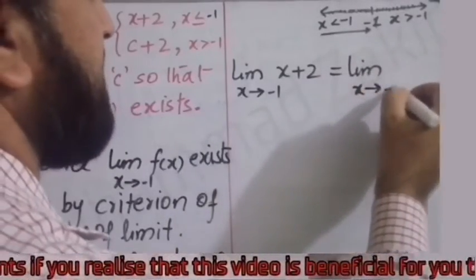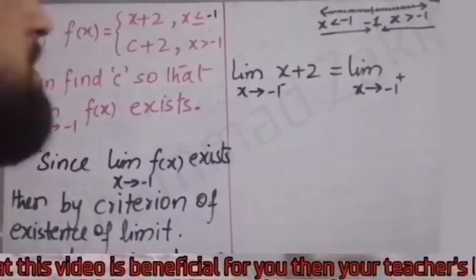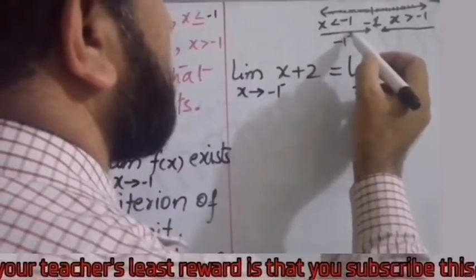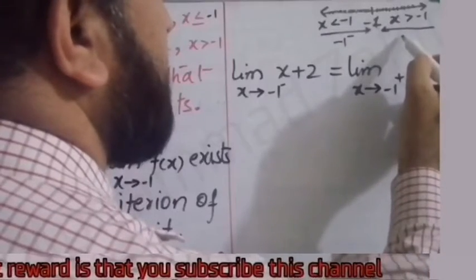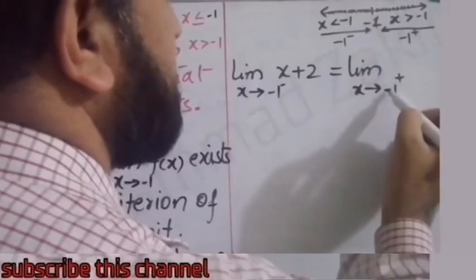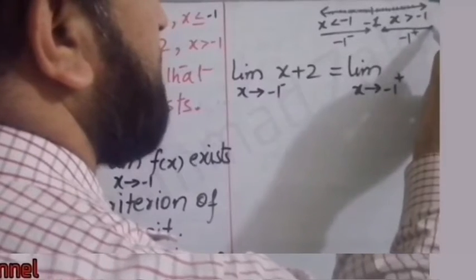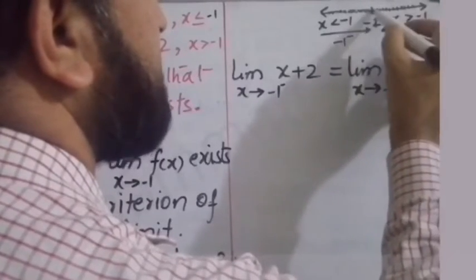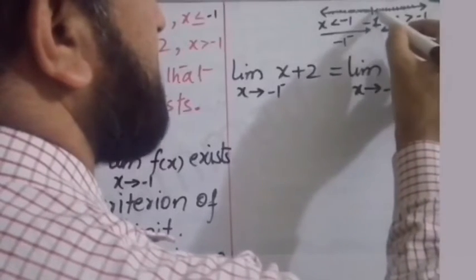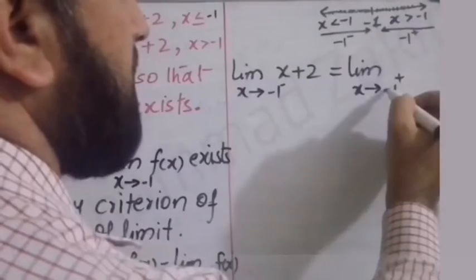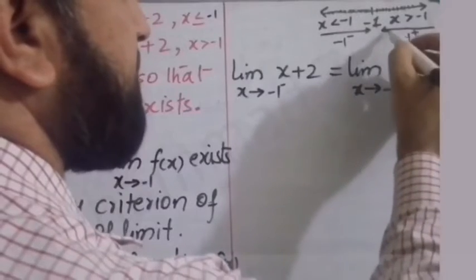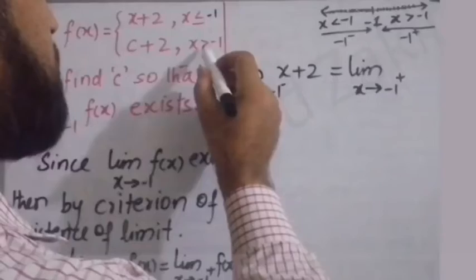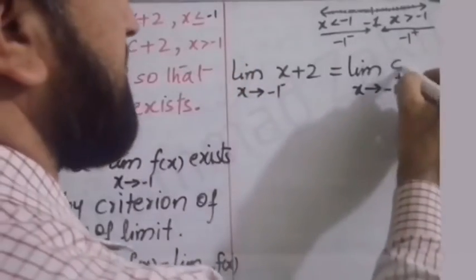Limit as x approaches minus 1 plus. When we approach minus 1 from the left hand side, this is the notation. When we approach minus 1 from the right hand side, this is the notation for the right hand side. Look at it. When we approach from the right hand side, all these numbers are greater than minus 1. On the right side of minus 1, the numbers are greater than minus 1. So when we approach minus 1 from the right side, this is the condition, and the corresponding definition of f of x is c plus 2.